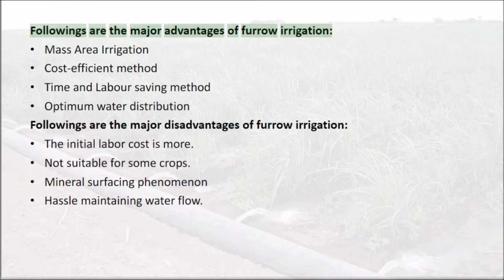Followings are the major advantages of furrow irrigation: mass area irrigation, cost-efficient method, time and labor-saving method, optimum water distribution. Followings are the major disadvantages of furrow irrigation: the initial labor cost is more, not suitable for some crops, mineral surfacing phenomenon, hassle maintaining water flow.